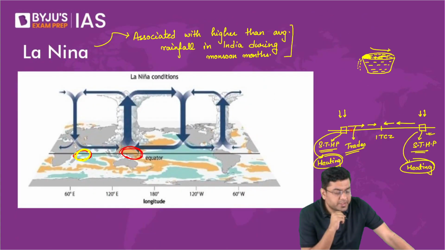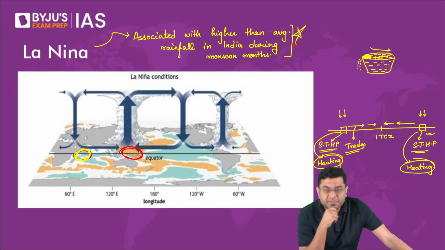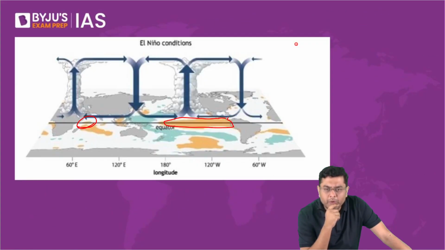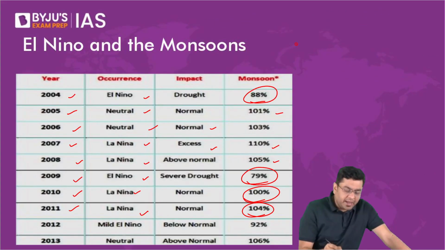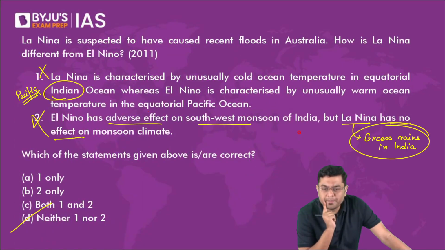If I show you the statement, have we seen that La Nina is associated with higher than average rainfall during the monsoon months? Have you seen this? And further on, have we seen that La Nina causes 110% rainfall here, 104% rainfall here? Have we seen it is associated with excess rainfall? Right? Is that understood now?